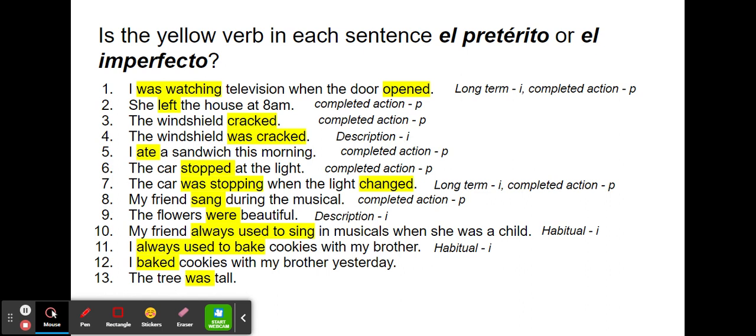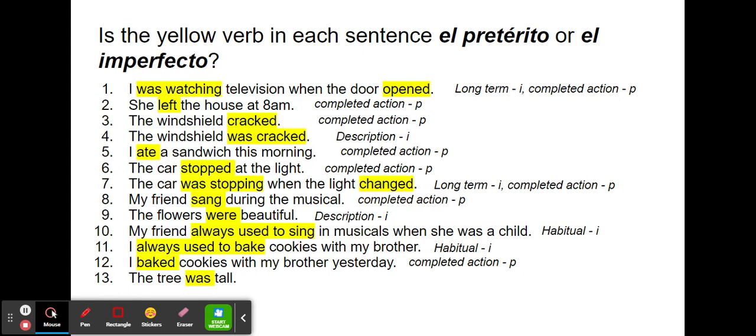Number 12, I baked cookies with my brother yesterday. Now I'm talking about a specific moment when I baked these cookies. So that makes it a completed action. It's not a habit anymore. It's a specific event that occurred at a specific time yesterday. So that is a completed action, pretérito.